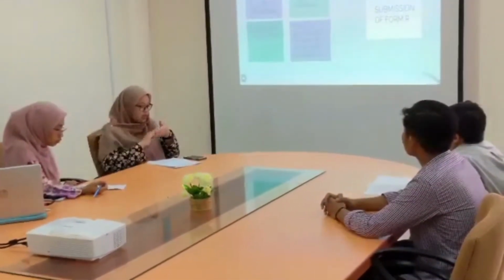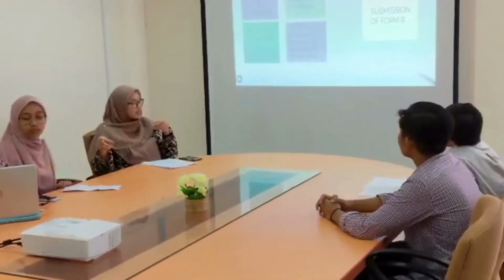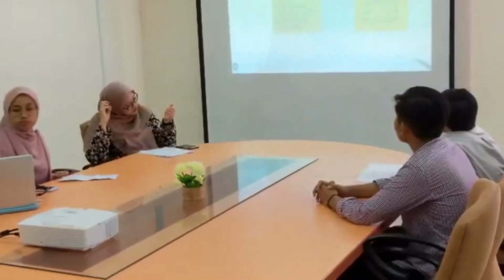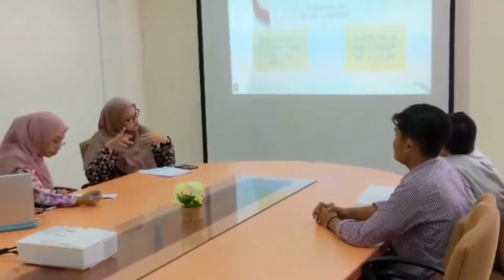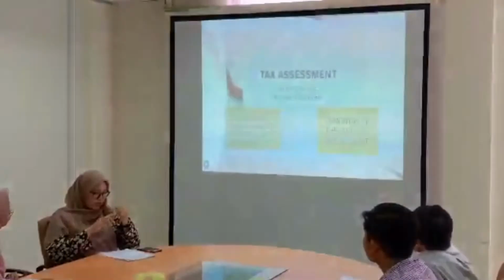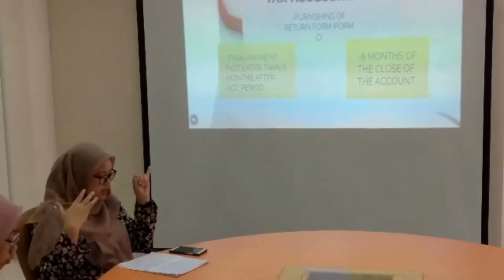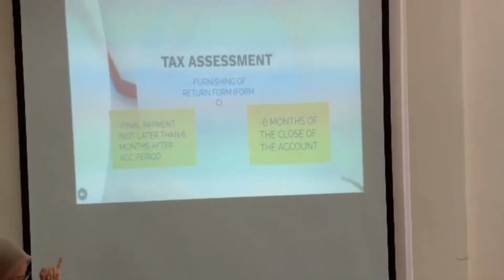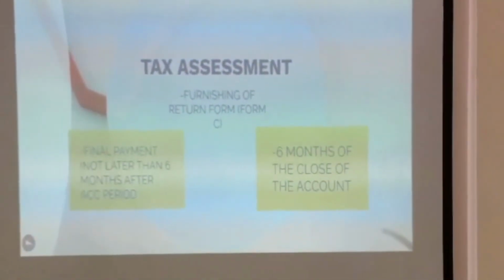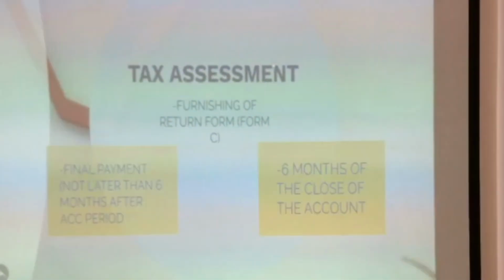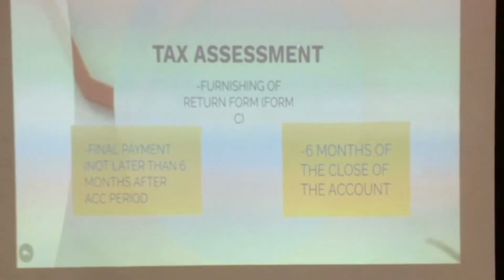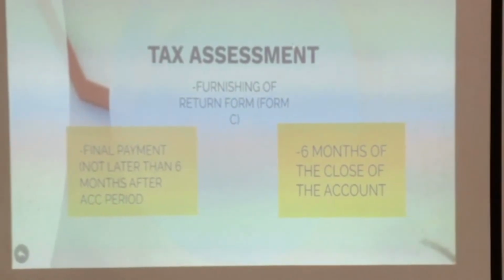Those are the procedures. So the next one is tax assessment. The tax assessment is the summary of the tax procedures and penalties. The first one is that we need to furnish the return Form C, just like what Mr. Wan said earlier. And the second one is the final payment that you need to pay, not later than 6 months after the accounting period.